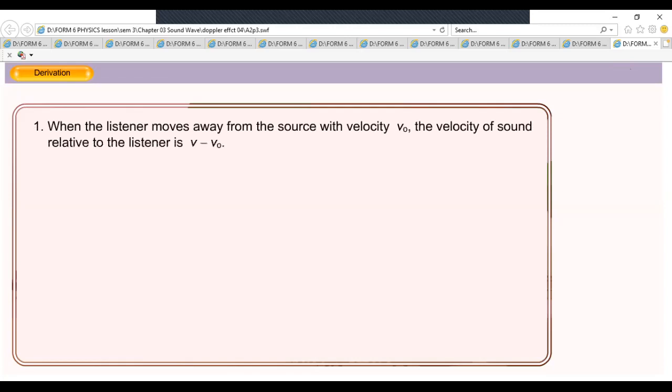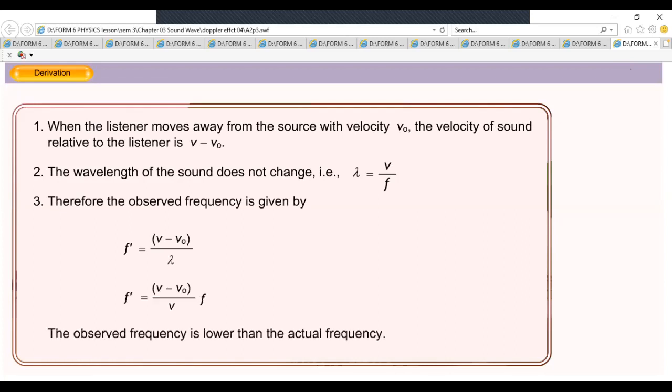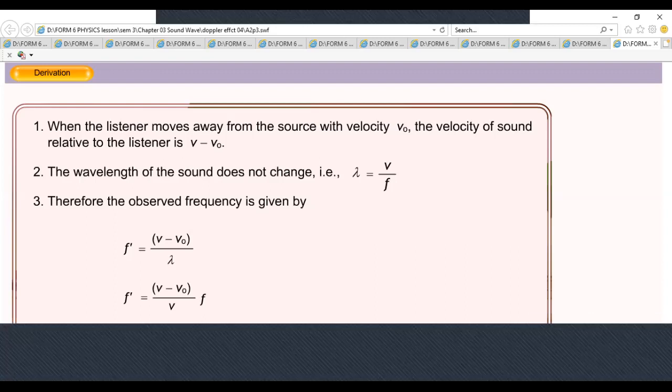So look at the derivation. When the listener moves away from the source with velocity v0, the velocity of sound relative to the listener is v minus v0. The wavelength of the sound does not change, where lambda equals v over f. Therefore, the observed frequency is given by f prime equals (v minus v0) over lambda, so f prime equals (v minus v0) over v times f. The observed frequency is lower than the actual frequency when he moves away.